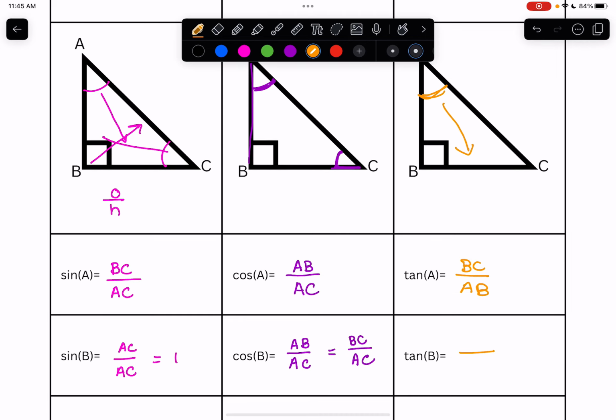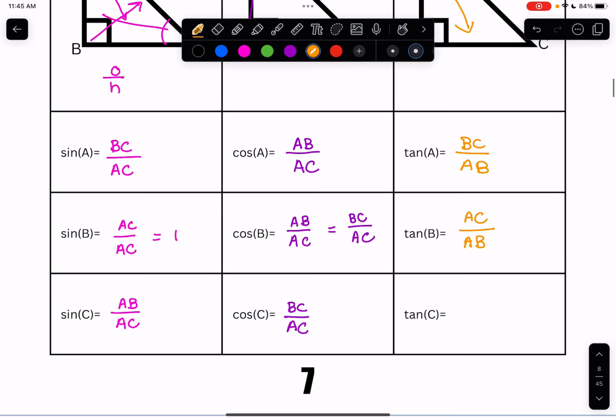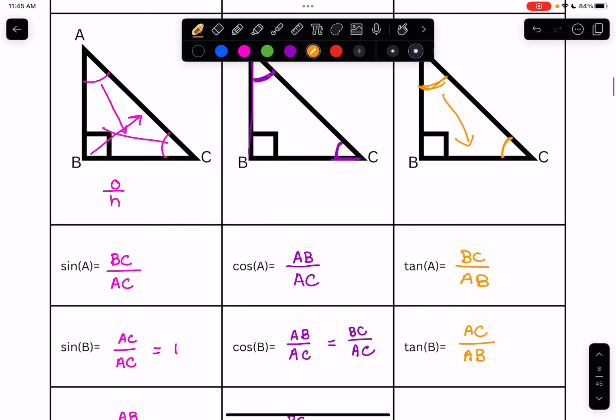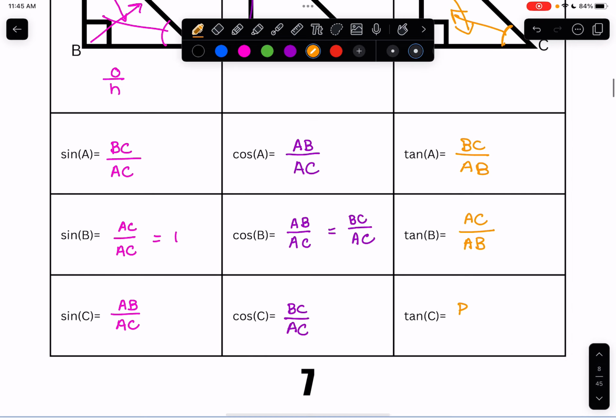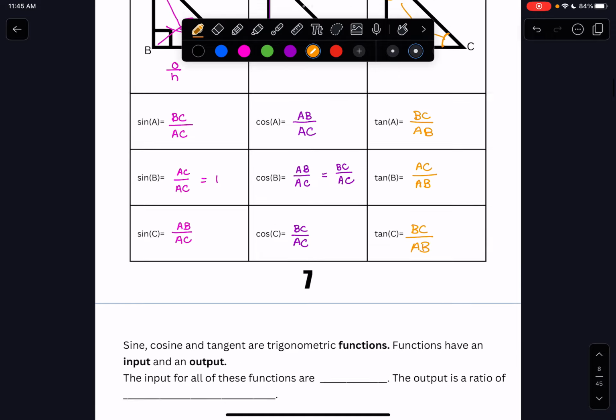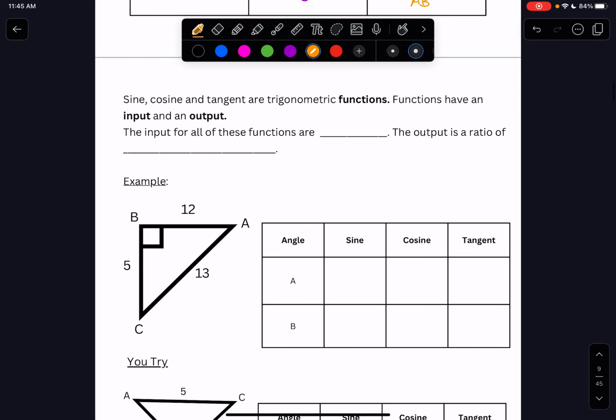We look at tangent of B: opposite is AC, adjacent is AB. And for C, adjacent is BC, opposite is AB. So this is how we set up ratios, and it'll be important as we go into the next couple of problems.